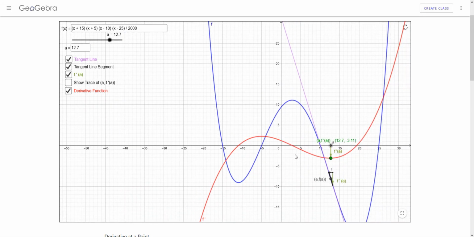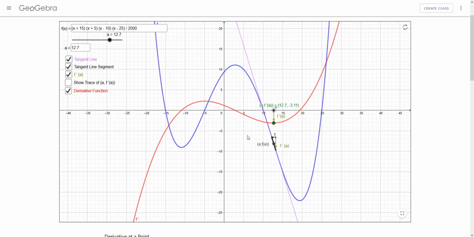Now notice, let's go across here where we can see a little bit more of the function. And you can see this graphed along here. So remember, the y values on this red graph, which is the derivative function, are actually the values of the slopes of these purple tangent lines here.